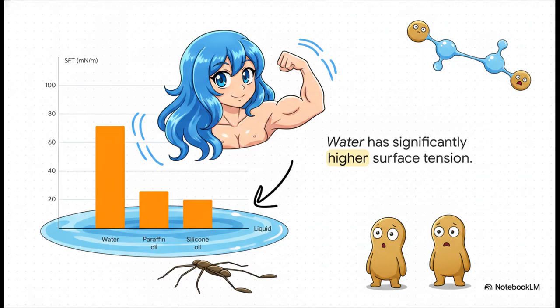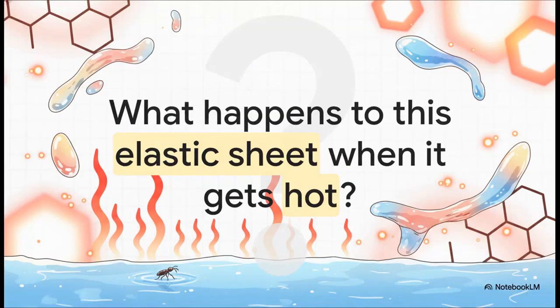I mean, look at this massive difference. Water's surface tension is up at 71.8 millinewtons per meter. Compare that to paraffin oil at just 26, or silicone oil way down at 20. Water's surface tension is more than double that of those oils. This data perfectly proves just how incredibly strong water's cohesive intermolecular bonds really are. Those unbalanced forces at the surface of the water are gripping each other with tremendous strength to weave that tight, elastic sheet.